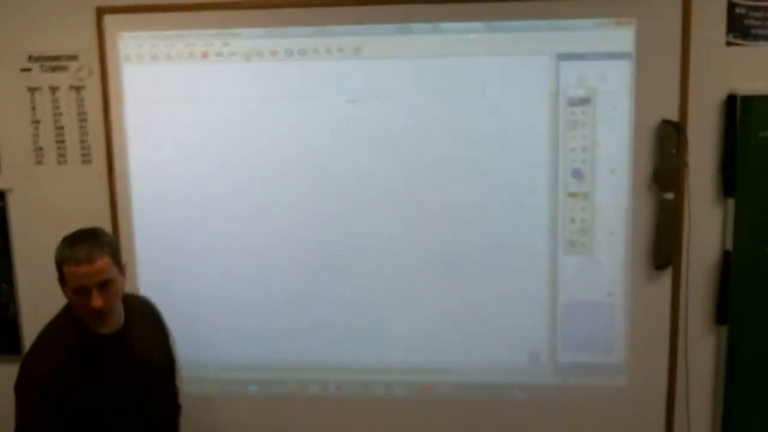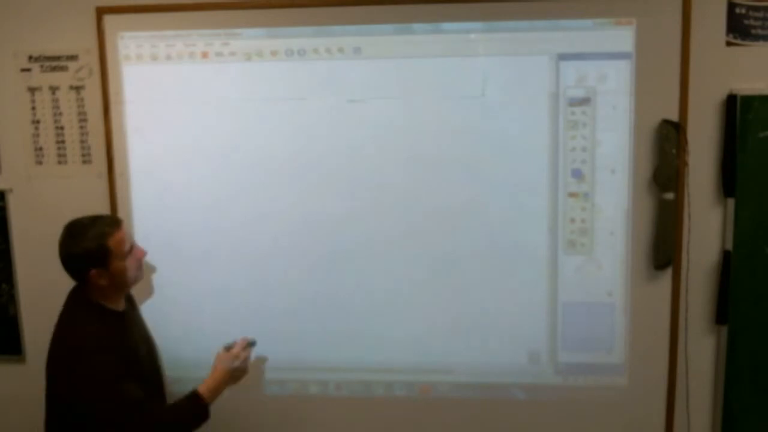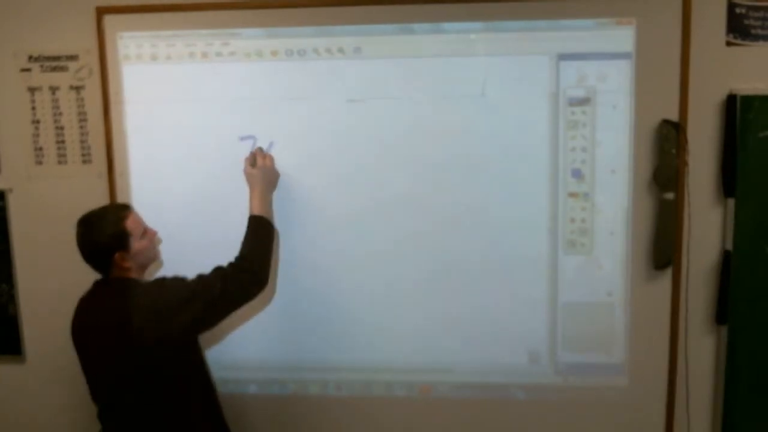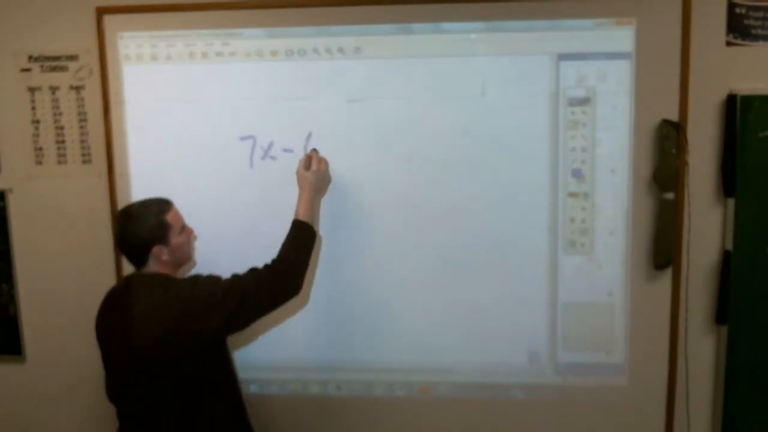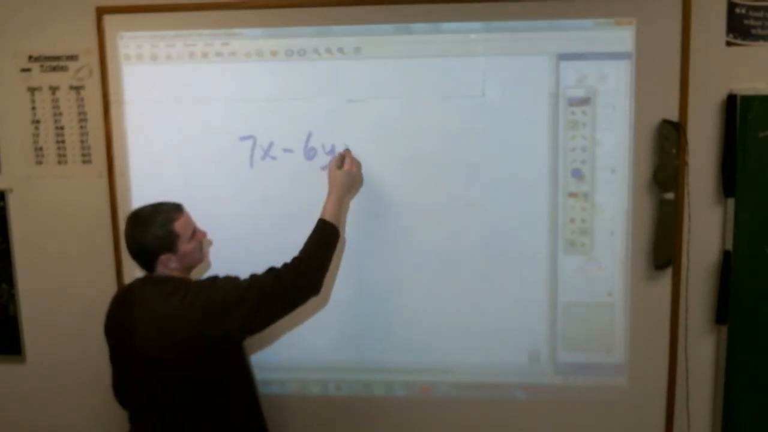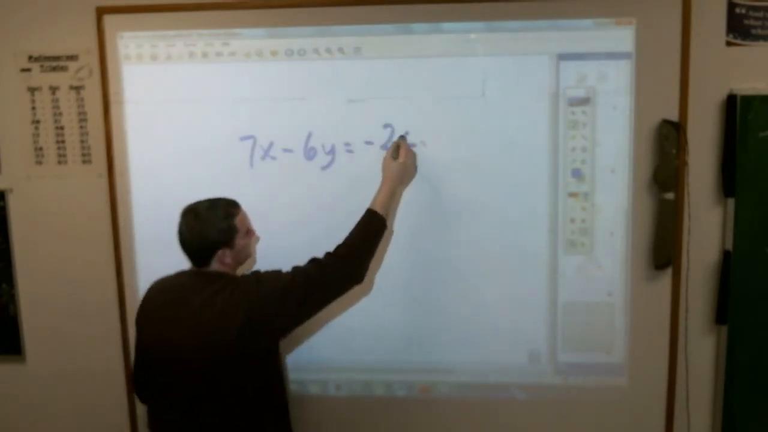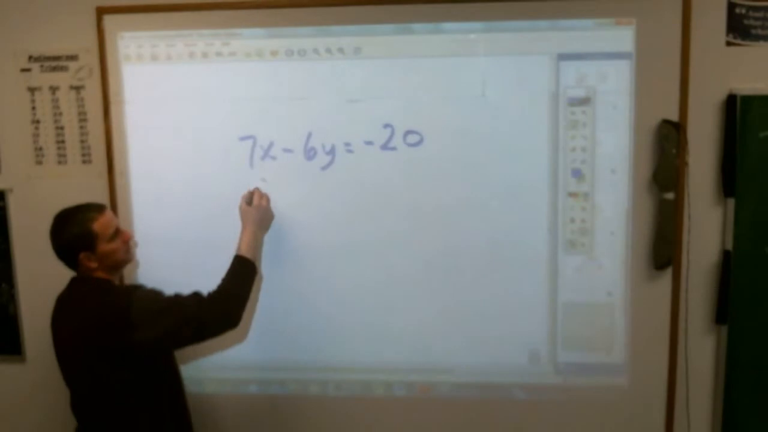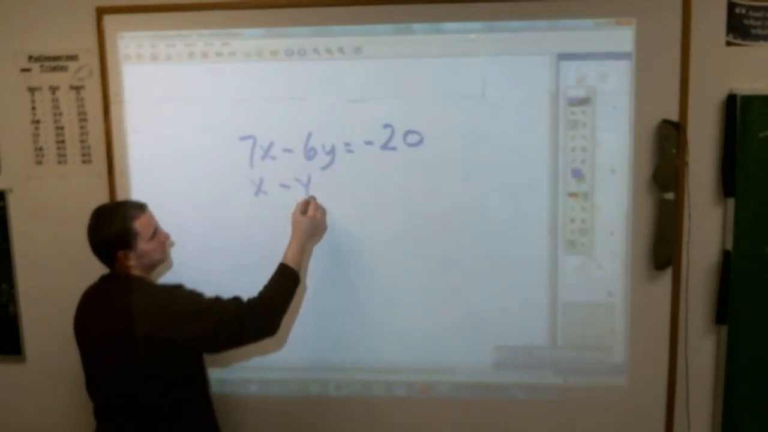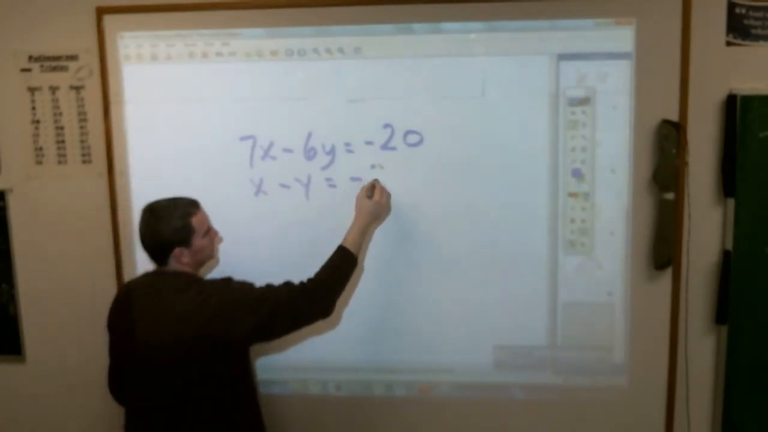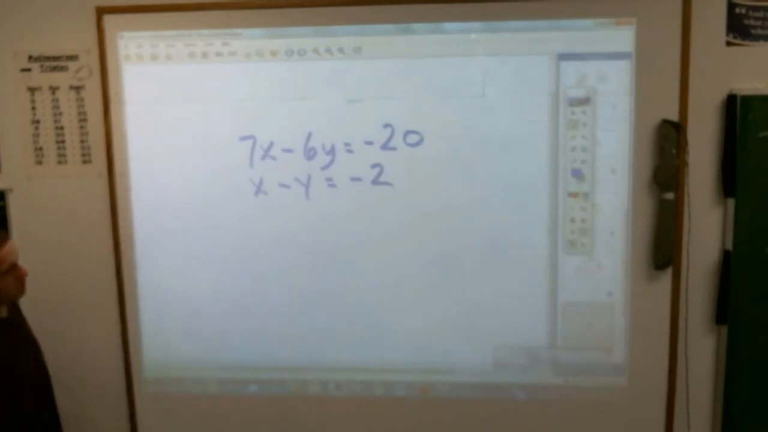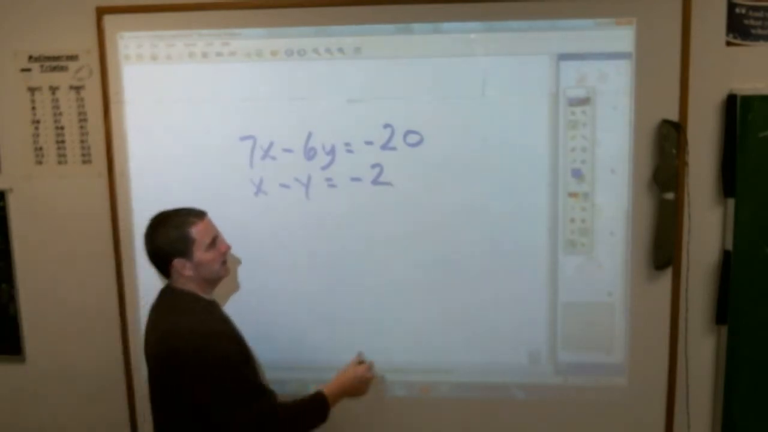The third problem. Somebody read it off for me. Smith, what does it say? 7x minus 6y equals negative 20. X minus y equals negative 2. Yes.